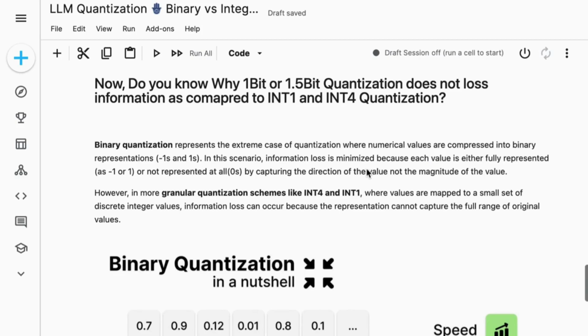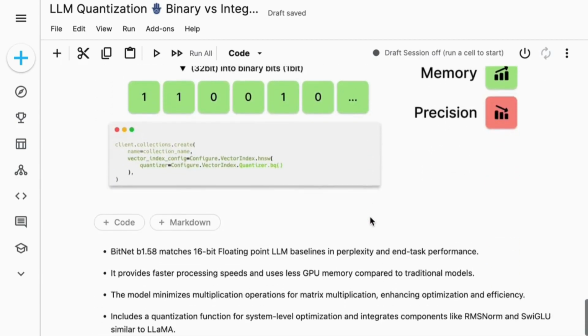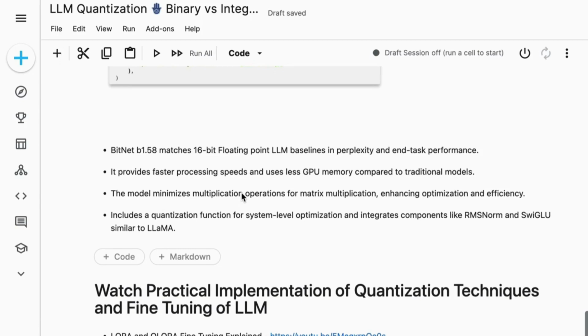Okay, and this BitNet 1.58 matches the 16-bit floating point large language model in perplexity and end-to-end task performance, and it provides faster computation speed and uses less GPU memory as well. This model minimizes the multiplication operations for matrix multiplications, enhances efficiency, includes a quantization function for system-level optimization, and integrates components like RMSNorm and SwiGLU, similar to LLaMA.